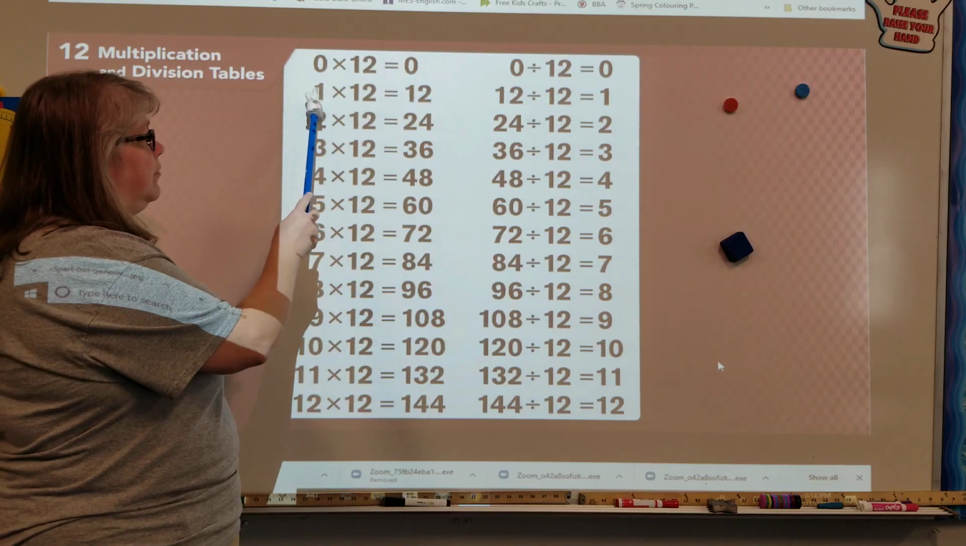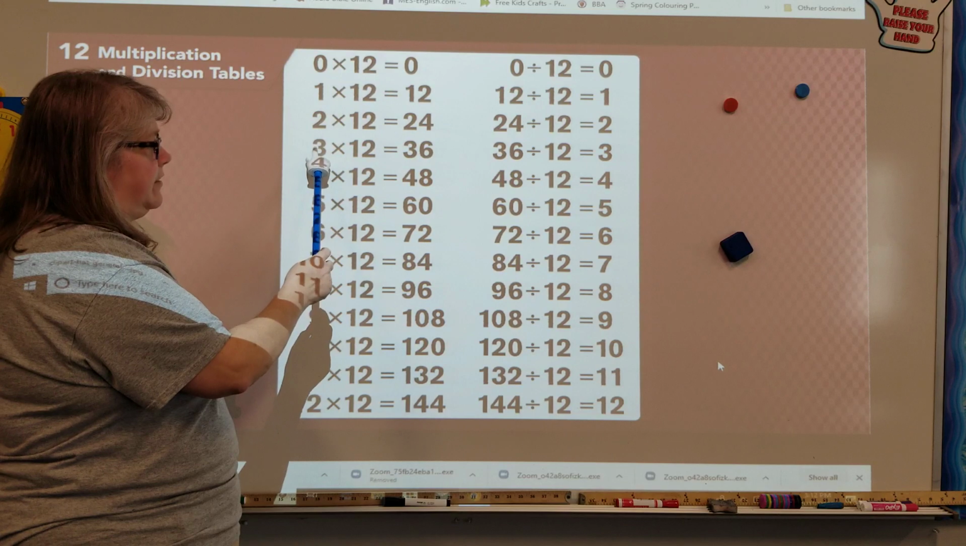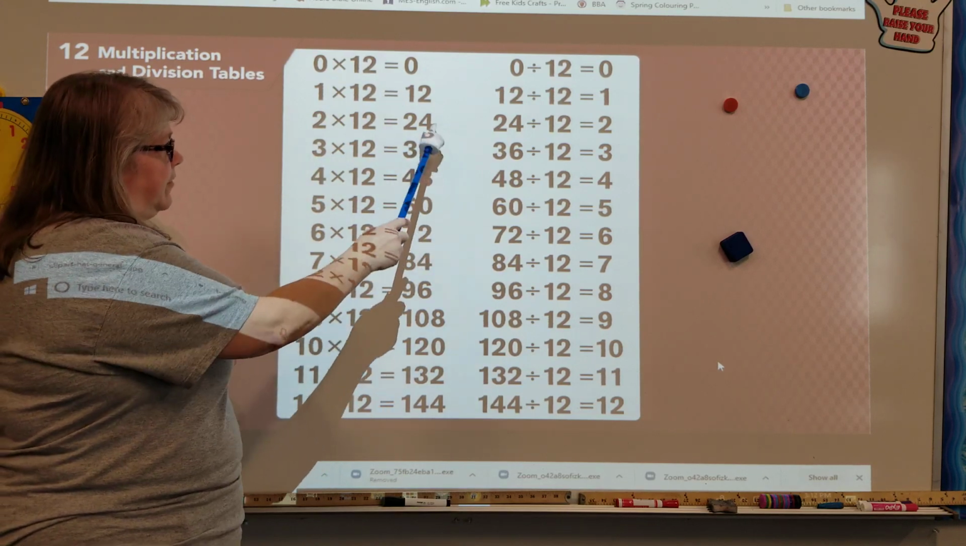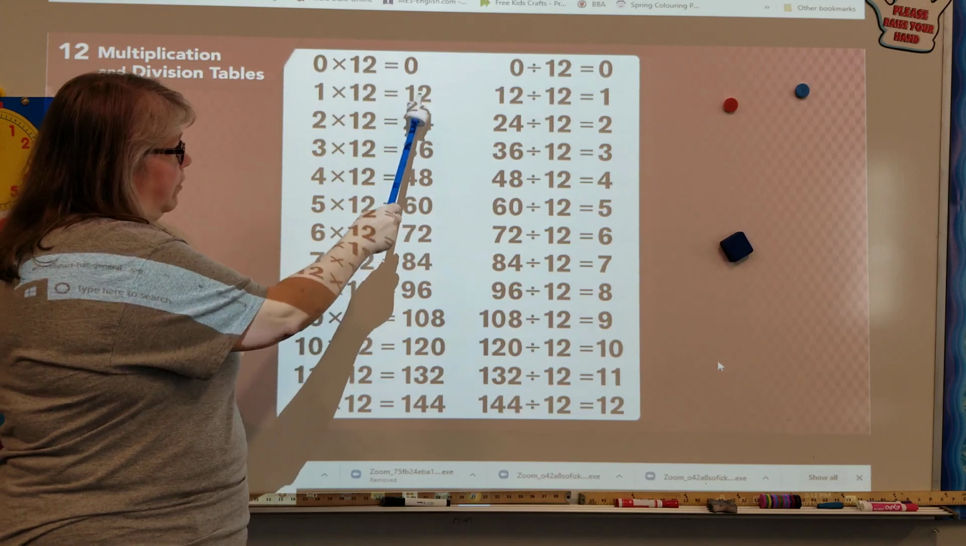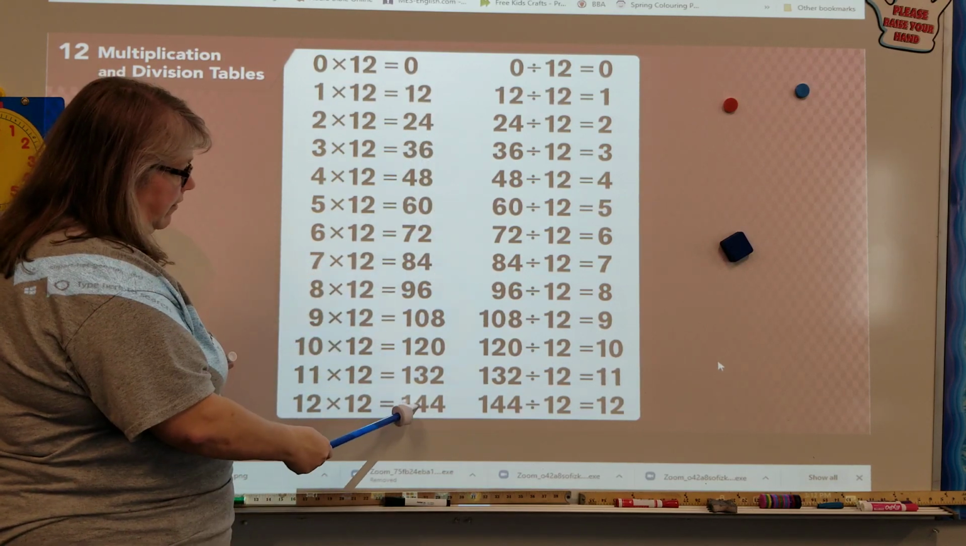So if you're going through all your ones, it ends in 12. All the twos end in 24. The threes end in 36. The four is 48. 5 is 60. So this is the 1 12, 2 12s, 3 12s, 4 12s, 5 12s, all the way to 12 12s.